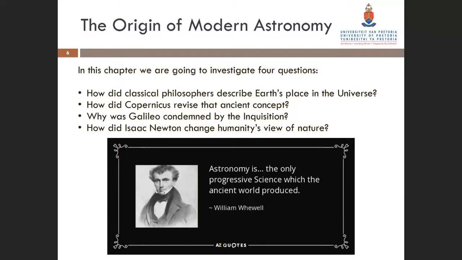In this chapter, we are going to investigate 4 questions. How did classical philosophers describe Earth's place in the universe? How did Copernicus revise that ancient concept? Why was Galileo condemned by the Inquisition? How did Isaac Newton change humanity's views of nature? And then a quote from William Whewell: Astronomy is the only progressive science which the ancient world produced.